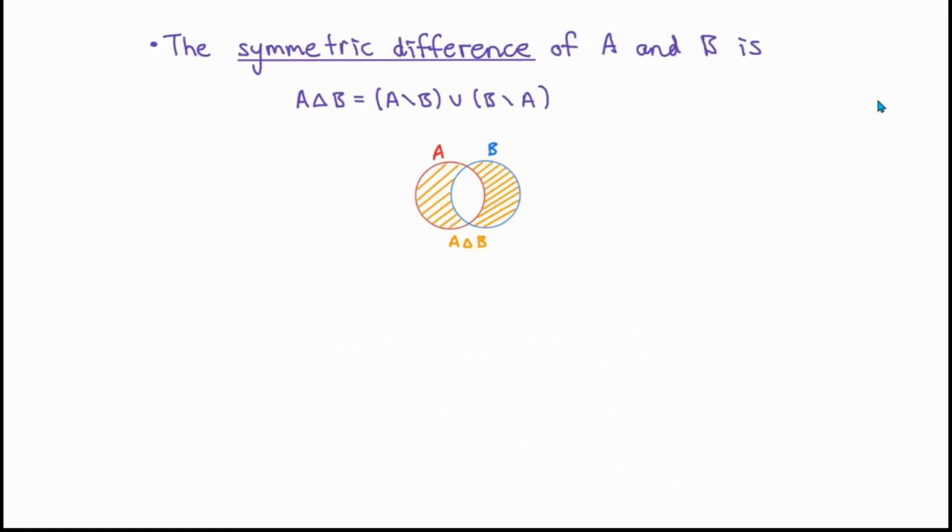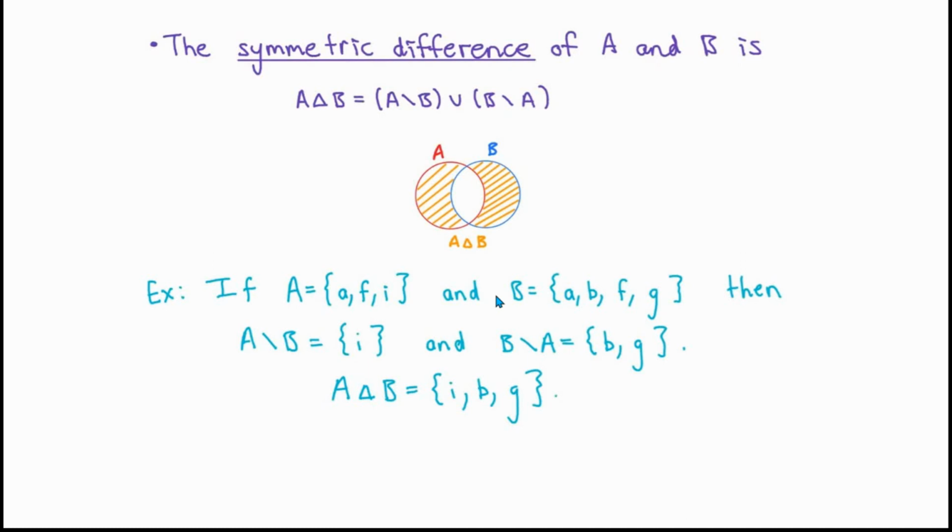Related to this is what's called the symmetric difference operator. The symmetric difference of two sets A and B is the union of A set minus B and B set minus A. In other words, it's the union of all of the elements of A which are not in B with all of the elements of B which are not in A. The usual notation for this is A triangle B.